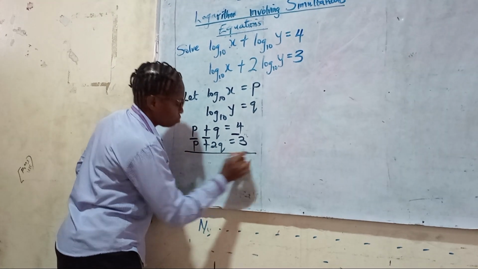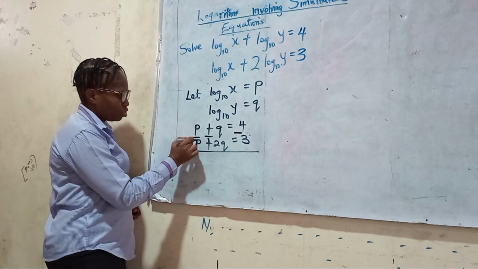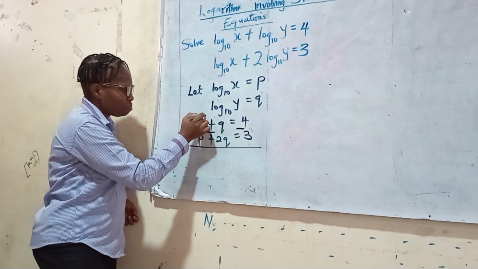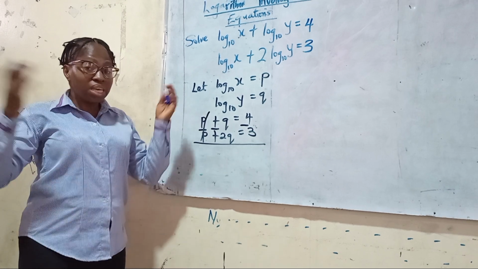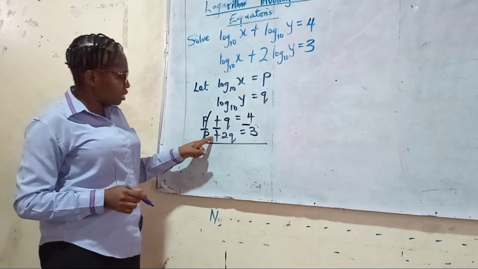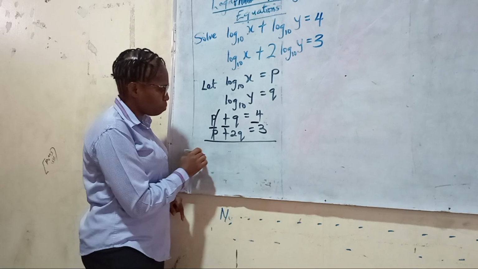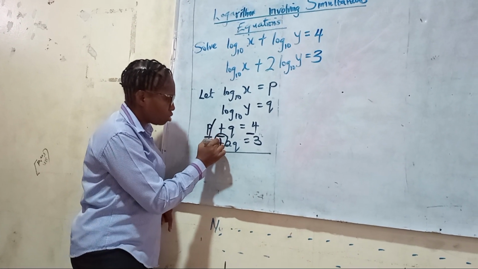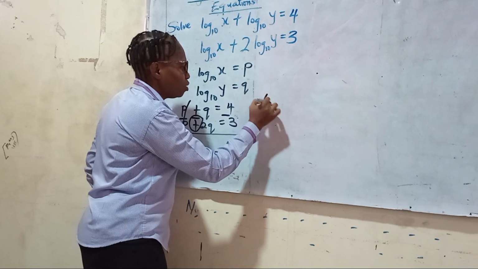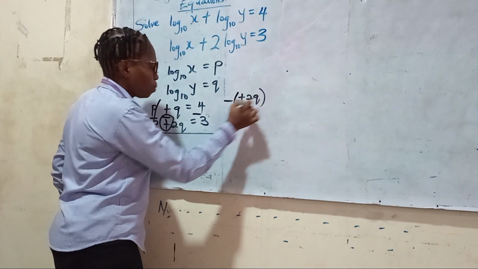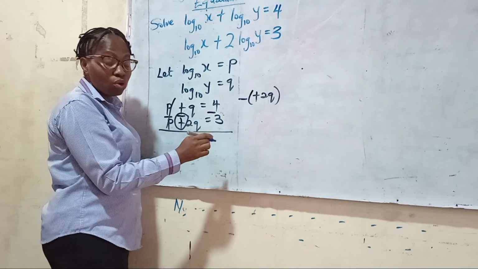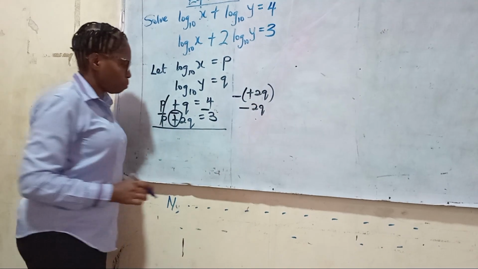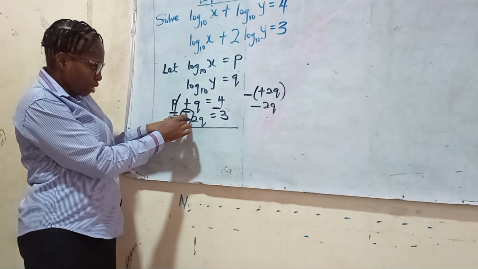What would that give us? We have p minus p, which will give us 0. So I've been able to eliminate p. Now in the second one, for q, we are having two signs here: minus times plus 2q. Minus times plus will give us minus, that will be minus 2q.